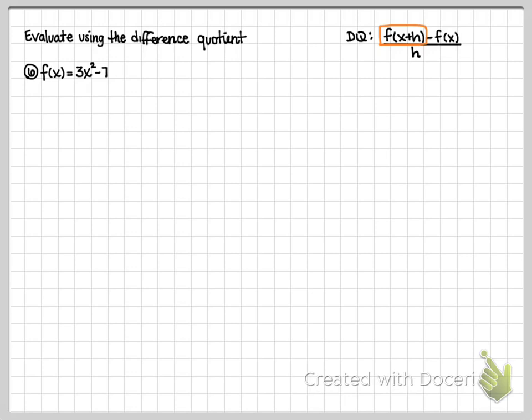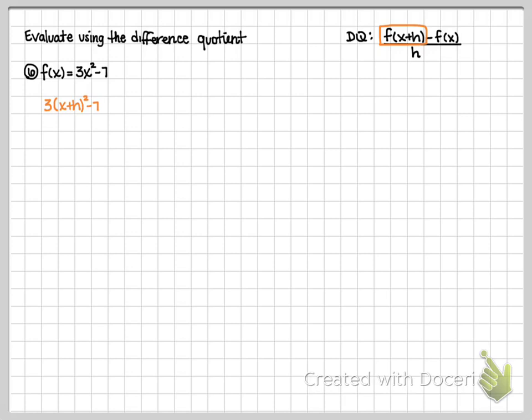So I'm going to go over here to my f function. And everywhere I see an x, I'm going to rip it out, and I'm going to cram in an x plus h. And then just make sure you write down the entirety of the function. So take the x's out, and replace them with an x plus h.